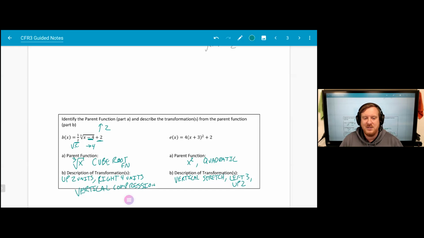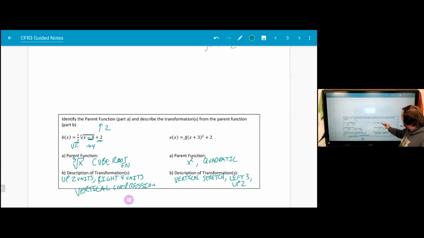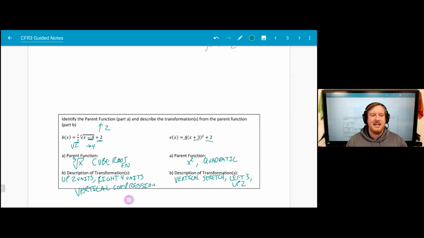All right, welcome to part 2 of the CFR3 guided notes. As you can tell, I have done that example that you're supposed to do from part 1. The parent function is the quadratic, or x squared. We had a vertical stretch because the number multiplying out front is bigger than 1. We had left 3 because it's x plus 3, or x minus negative 3. And at the end we had this plus 2 hanging out way out there, which gives us an up 2. All right, with that said, let's go ahead and move on.